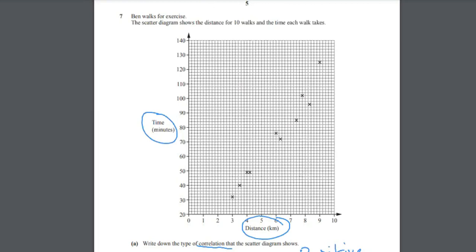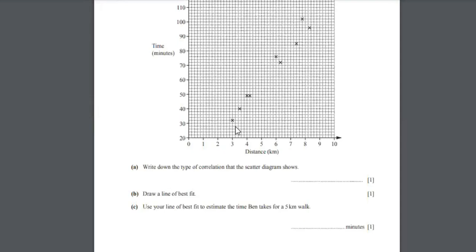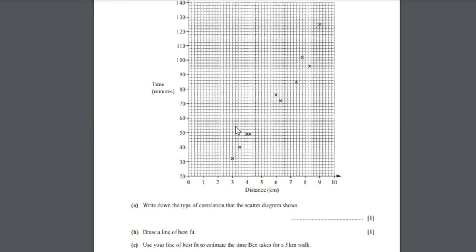There is a positive relation between them. Next, draw a line of best fit. Again, you need to draw the line of best fit, and for that, you need to draw it really carefully, such that the number of points on either side of the line are equal. That is, the line is passing through the middle of these points.